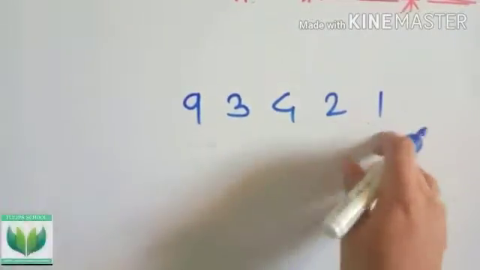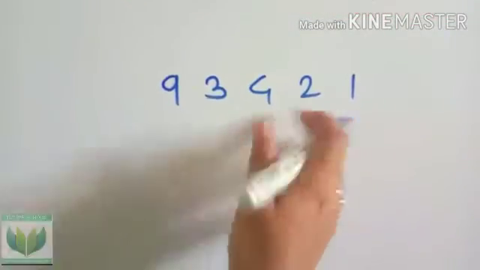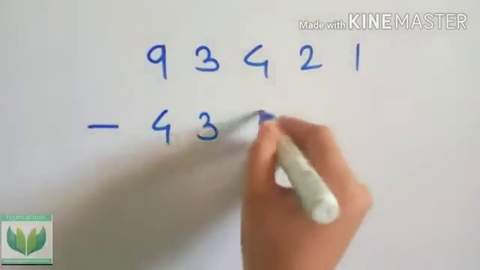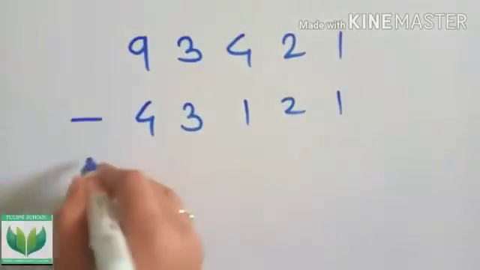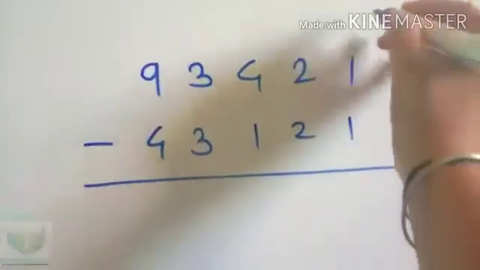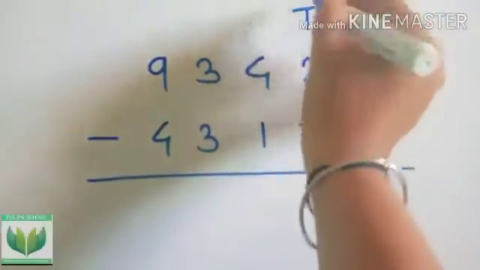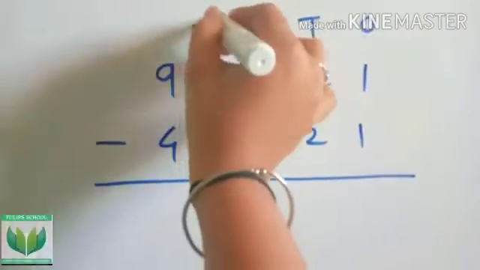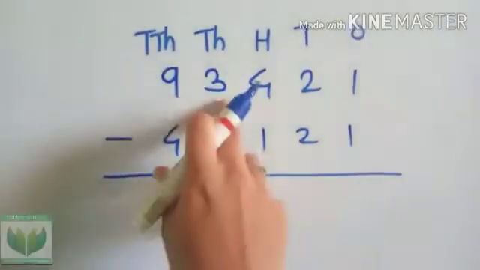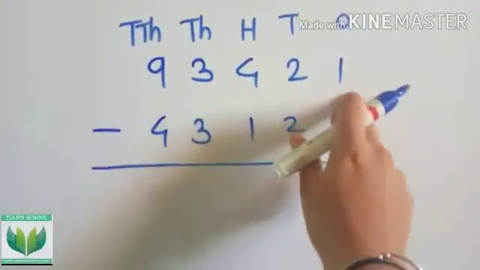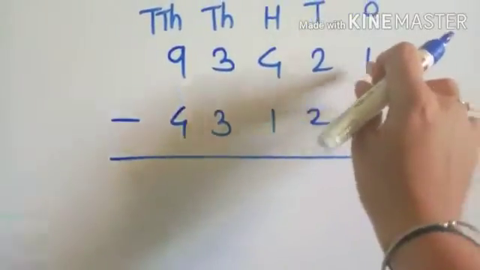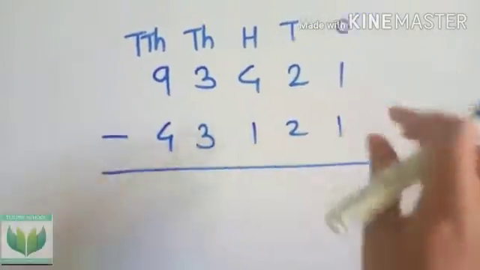1, 2, 3, 4, 5. I wrote a 5-digit number here, again with the subtraction minus sign. Now let's do subtraction. We know that ones, tens, hundreds, thousands, and the last one is ten thousands. 93,421 minus 43,121. We have to subtract this from this.